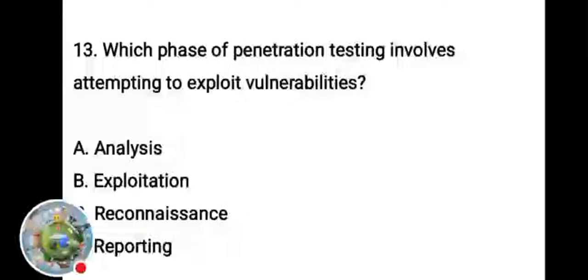Question number 13. Which phase of penetration testing involves attempting to exploit vulnerabilities? Option A, analysis. Option B, exploitation. Option C, reconnaissance. Option D, reporting.